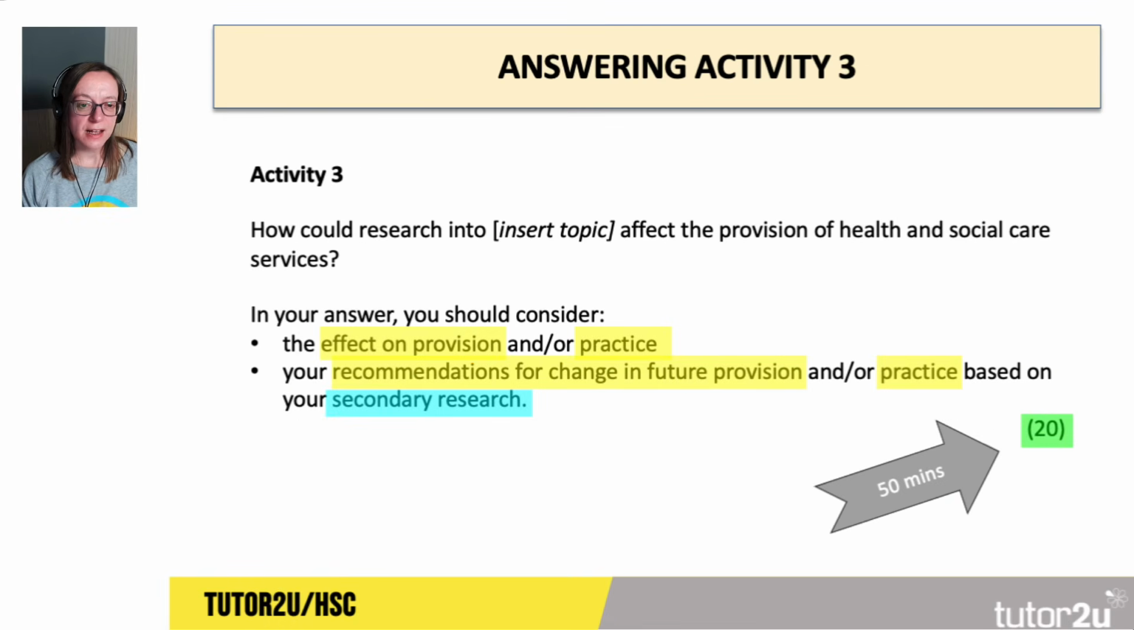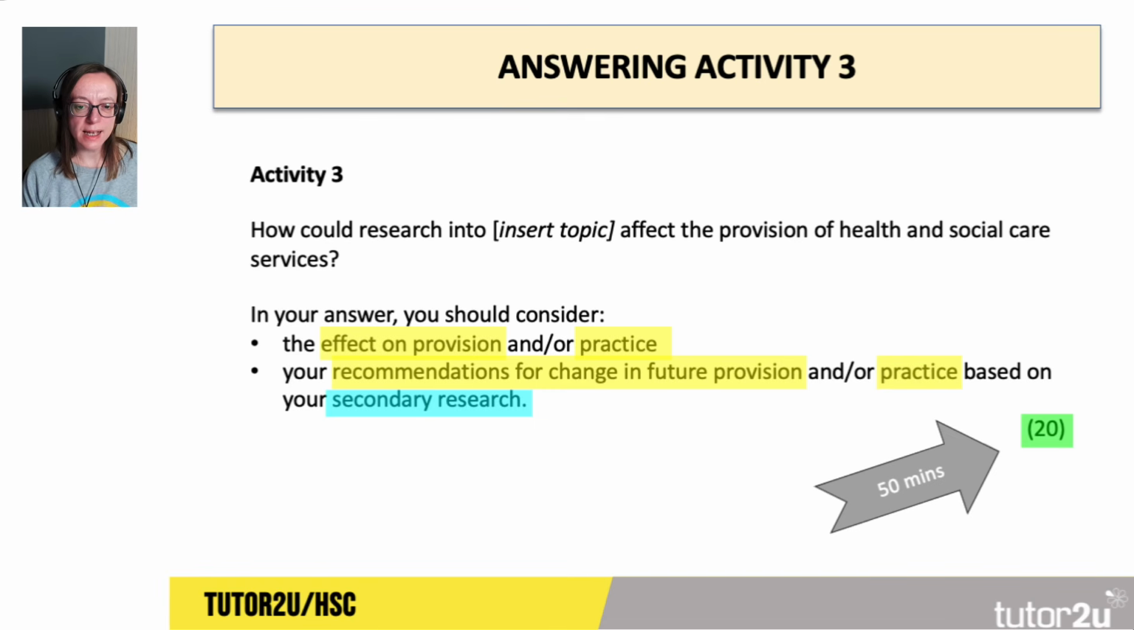Next, we're going to look at answering activity 3. Activity 3 asks, how could research into the research topic affect the provision of health and social care services? In your answer, you should consider the effect on provision and or practice, your recommendations for change in future provision and or practice based on your secondary research.